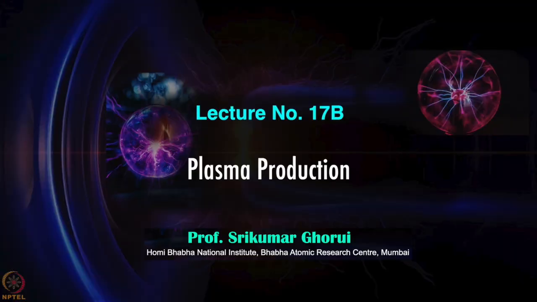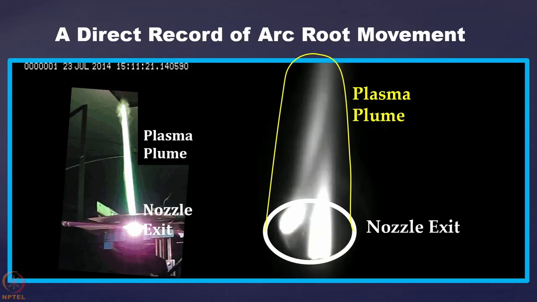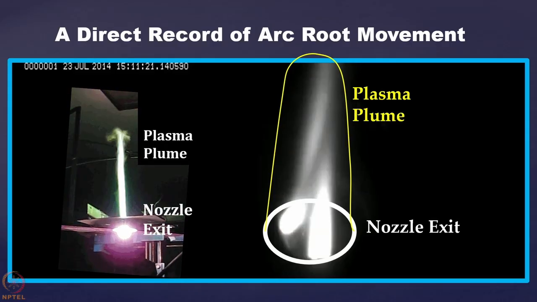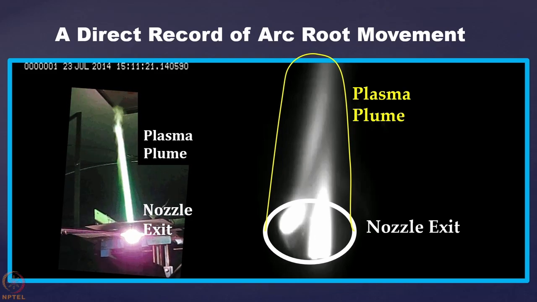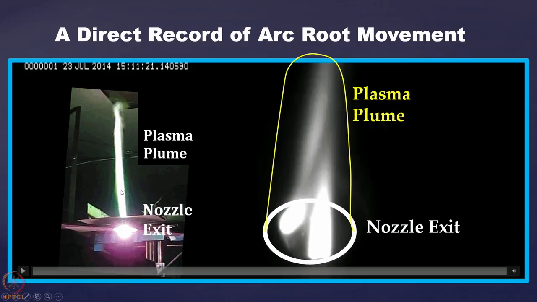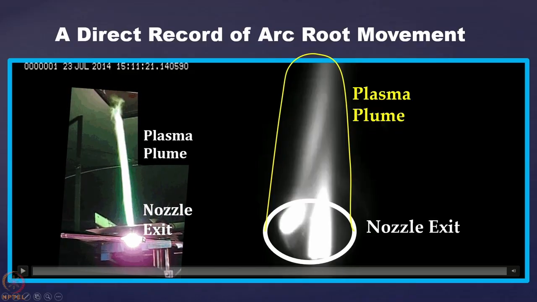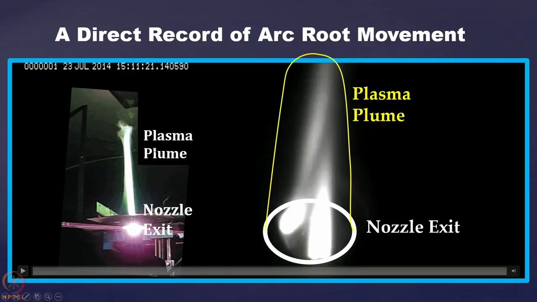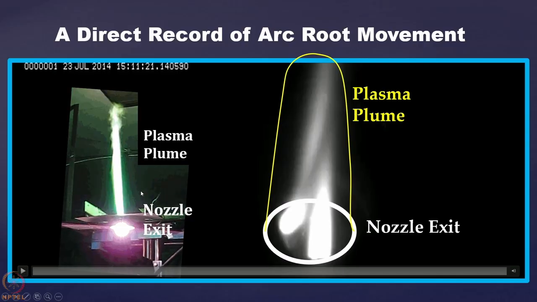Today we are going to discuss plasma production in this class. Before that, let's recapitulate what we studied in the previous class. Here we are showing you a plasma jet which is discharging in the upward direction, and this is the nozzle exit region, and this is the plasma plume which is discharging upward.